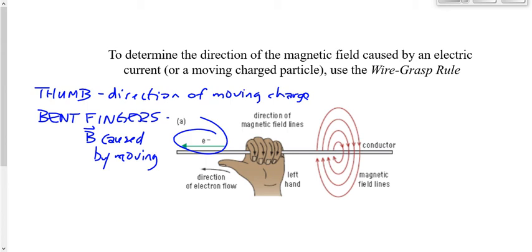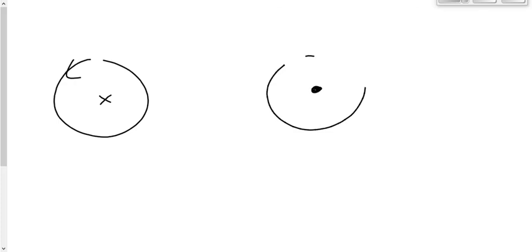Right now, they're below the wire. They're pointing into the page. And right now, they're above the wire. They're pointing out of the page. A little bit easier if you have a situation like this where, here's a negative particle again going into the page. Thumb, fingers would go counterclockwise. If we have a negative particle going out of the page, we would say thumb, fingers are going to go clockwise.